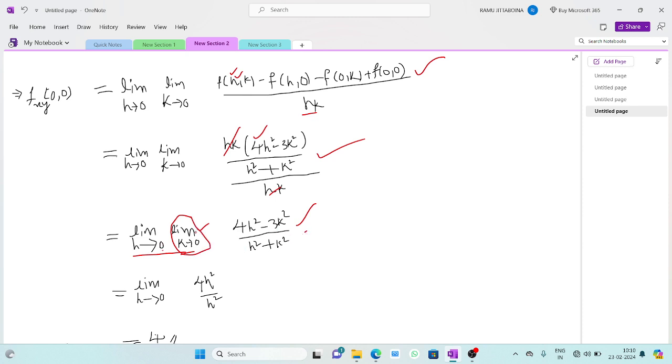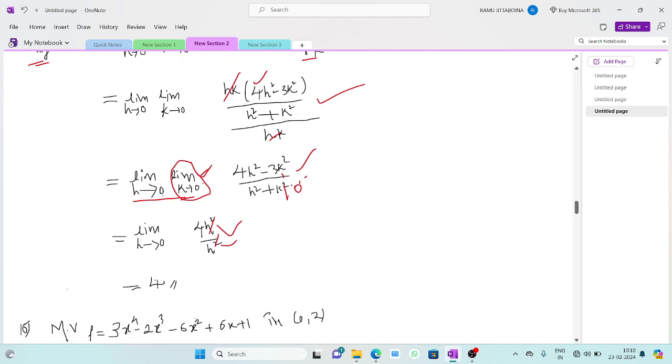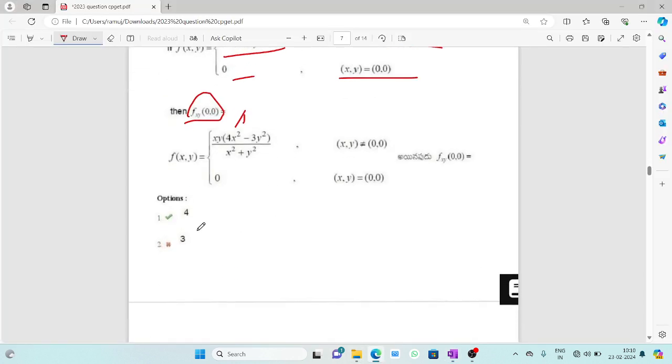If you apply the limit on both at once, you will get -3. That is wrong. He is asking fxy, so you have to apply the limit k tends to 0 first. If you apply this, this term and this term both go to 0. So the remaining term is 4h square divided by h square, these two cancel. We get 4 as the answer. Yes, 4 is the correct option for this question.